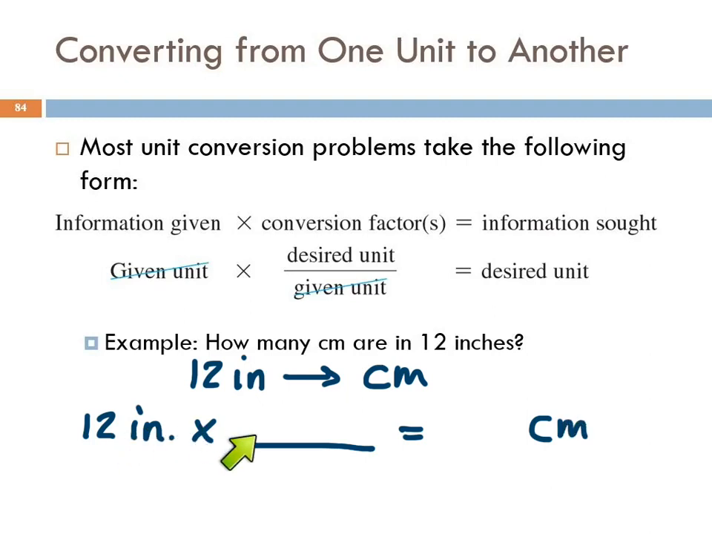This unit goes on the bottom. This is what I would call a unit path, or my map of how I'm going to get there. This one's real simple. It's one step. I'm going to go from inches to centimeters. So in the numerator, I'm going to put centimeters up here, and I'm going to put inches in the bottom, because I want these inches to cancel out.